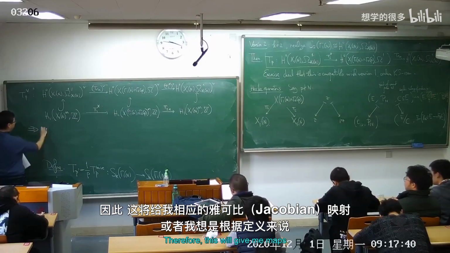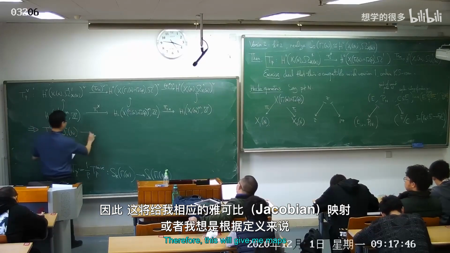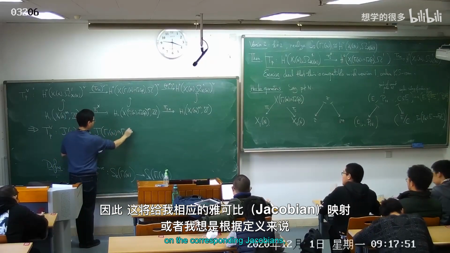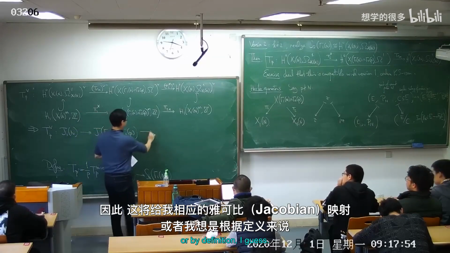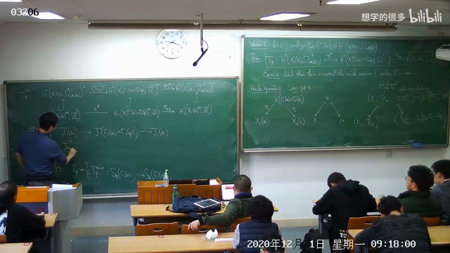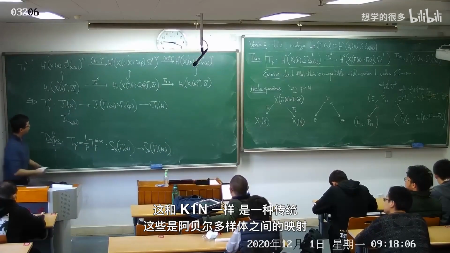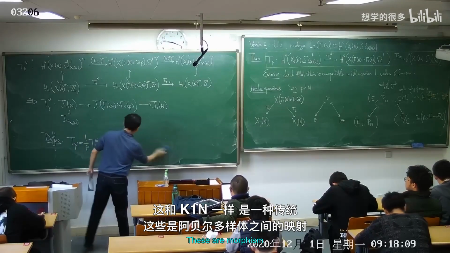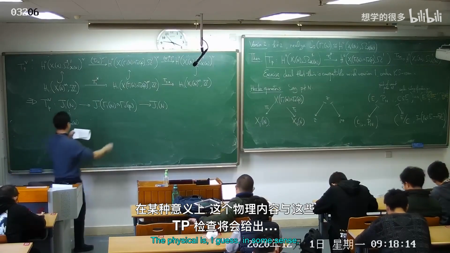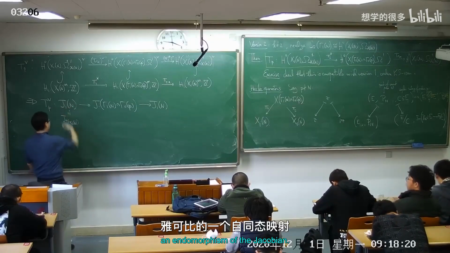Therefore, this will give me maps on the corresponding Jacobians. By definition, this is a Jacobian for X1(N). It's traditional to just write J1(N). These are morphisms between abelian varieties. In particular, this T_p check will give an endomorphism of the Jacobian.